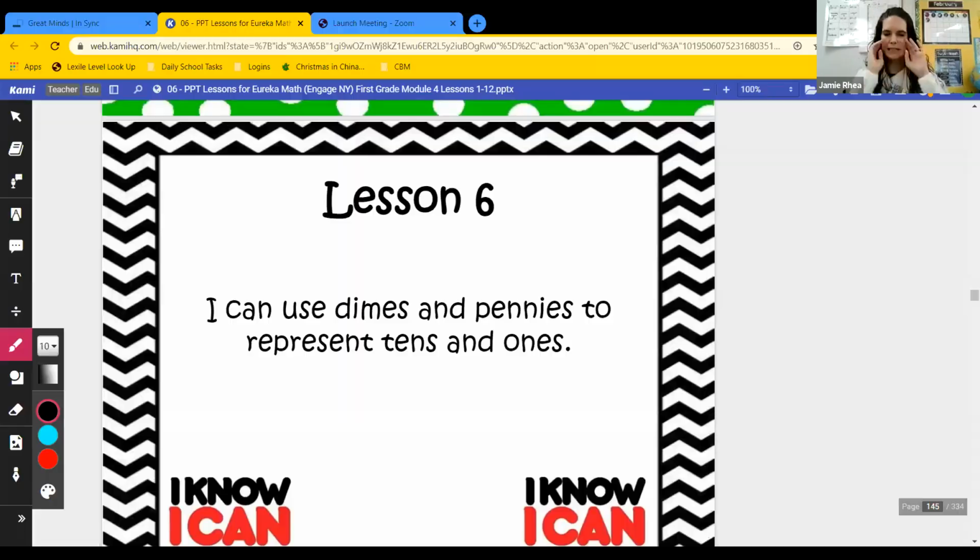So we're on lesson 6. Let's get started on lesson 6. Okay, lesson 6. I can use dimes and pennies to represent tens and ones.